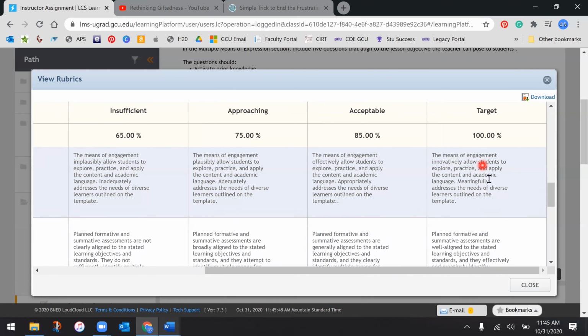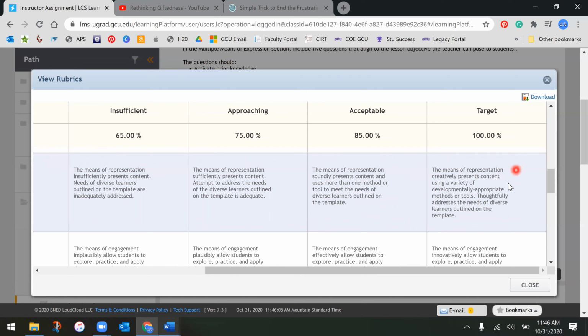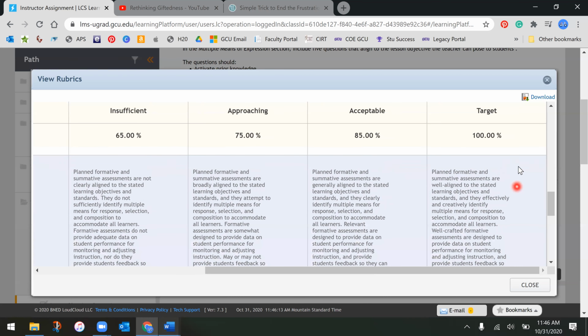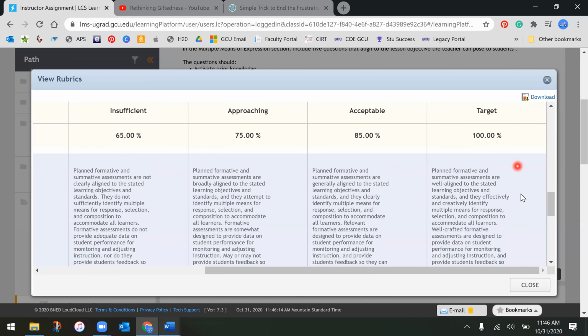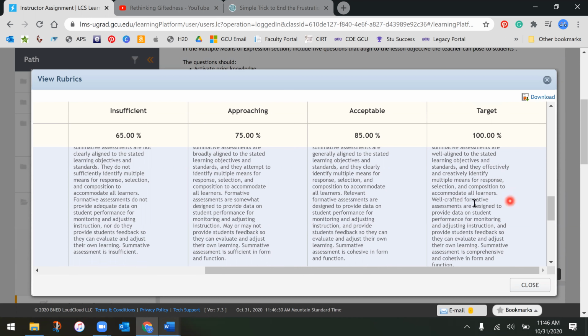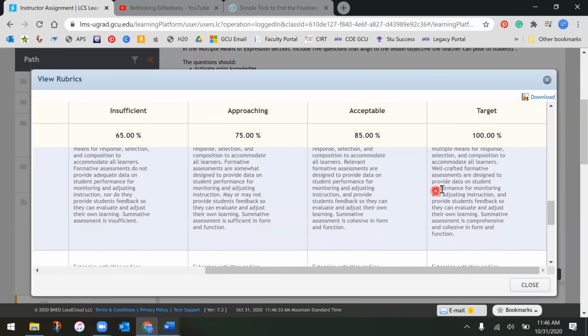Here under this one, you are representing creatively, and you are presenting content in a way that's developmentally appropriate, and you're addressing the needs of all learners. You'll see throughout these, they'll say that you're addressing the needs of all learners. You'll note that on the multiple means of expression section, it's well aligned to your objectives. You're giving students opportunities to show their learning, and you are providing ways that you'll monitor and adjust instruction. So if students don't get it, how are you going to give them that feedback?